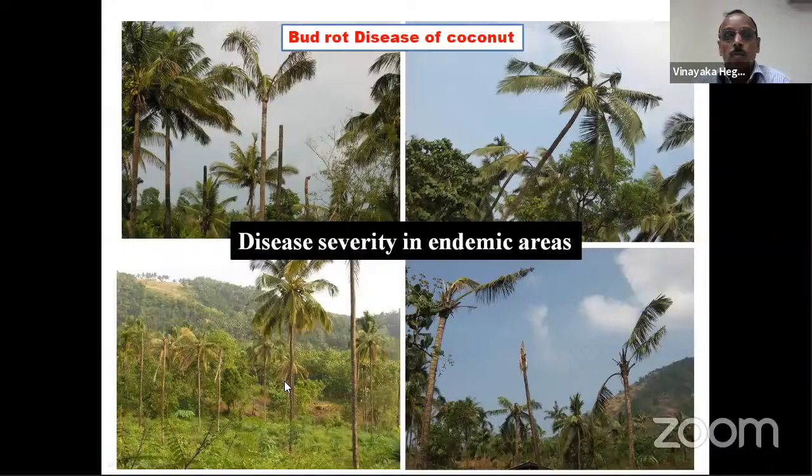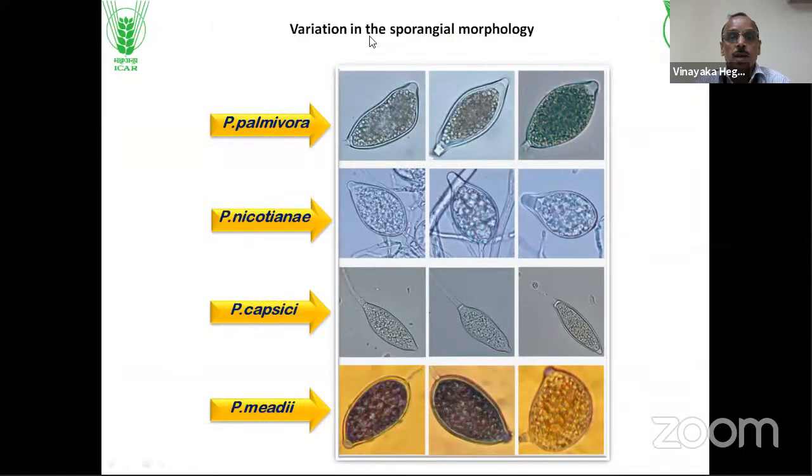This is one of the major problems for coconut production. It is caused by a sporangia-producing organism. The main causal organism is Phytophthora palmivora. This is a papillate sporangia. You can see here, it contains zoospores, and zoospores are released during the rainy season. So it will spread through wind-blown rains.